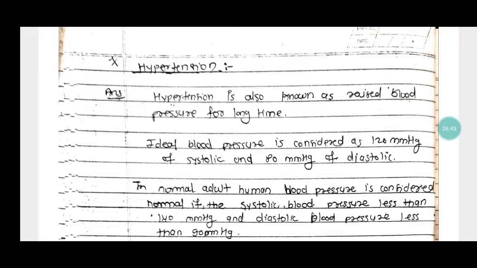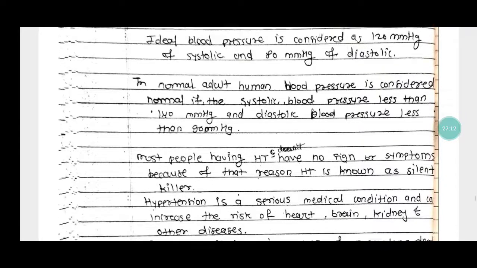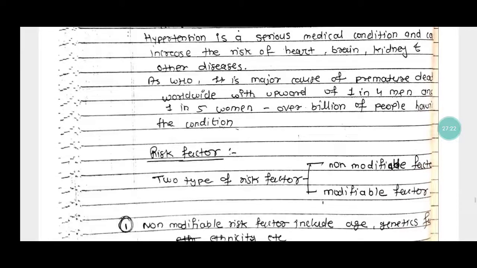Hypertension is also known as raised blood pressure for a long time, and ideal blood pressure is considered as 120 mmHg systolic and 80 mmHg diastolic. In normal adults, blood pressure is considered normal if the systolic blood pressure is less than 140 mmHg and diastolic blood pressure is less than 90 mmHg. Most people having hypertension do not have any signs or symptoms, which is why it is known as a silent killer.